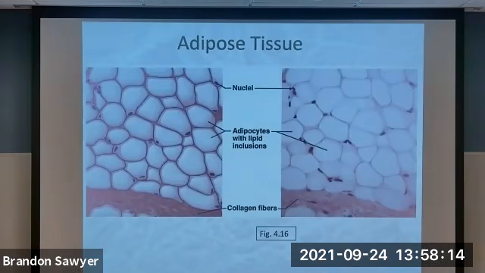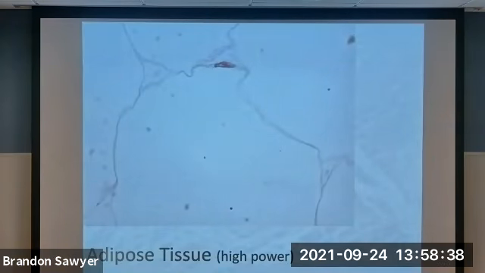This one's pretty recognizable under the microscope. These big white cells, again, with little nuclei pushed off to the side, like you can see there. They're really just packed full of lipids, which takes the place of that extracellular matrix we would normally see in connective tissue. Close-up view of adipose tissue there.